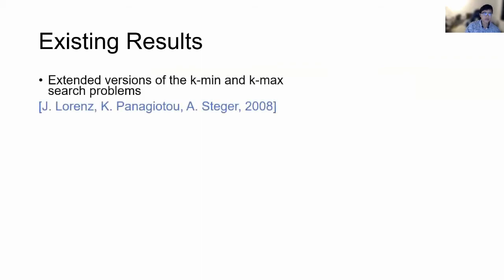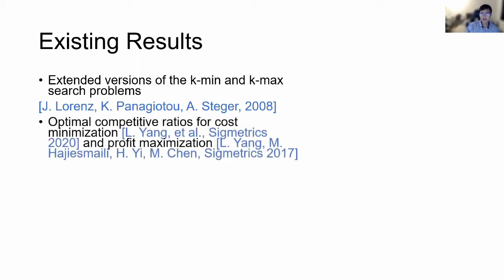These two problems are well studied and are actually extended versions of the k-min and k-max search problems studied in the work of Lorenz, Panagiotou, and Steger in 2008. In these problems, the goal is to buy or sell k items with an online arrival of prices. Some more recent work in SIGMETRICS 2020 and 2017 developed algorithms with optimal competitive ratios for the setting with inventory management.